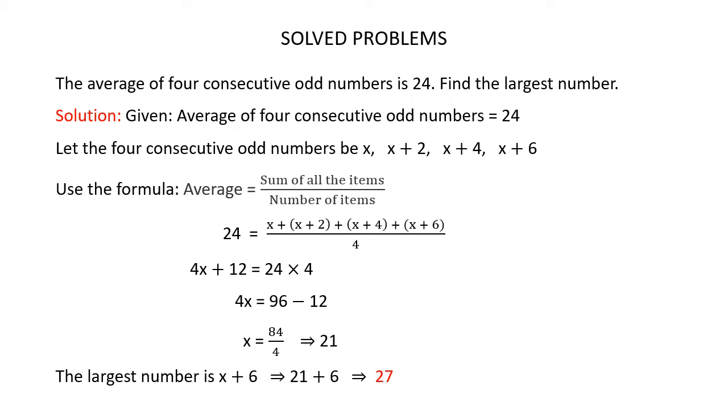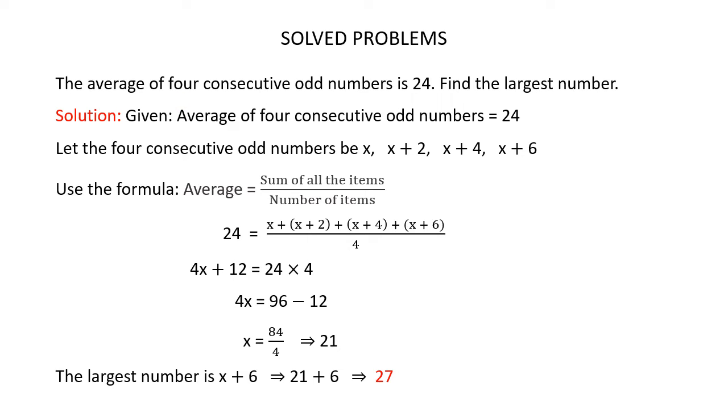Now we know that the formula to find the average is equal to sum of all the items divided by number of items. Here in this problem we are given that the average is 24. Now to find the sum of all the items, you have to add x, x plus 2, x plus 4 and x plus 6. Now in the problem it's given that the average of 4 consecutive odd numbers is 24. So the number of items is 4.